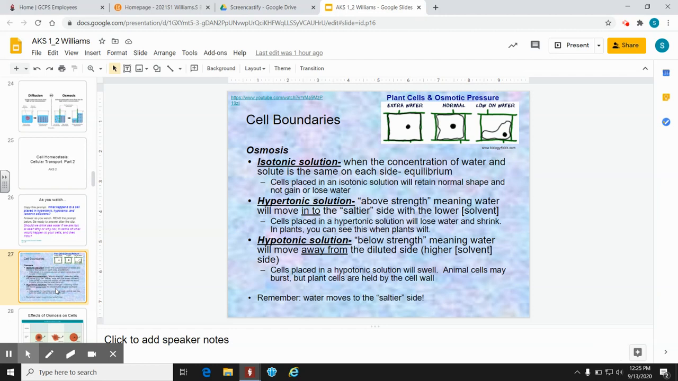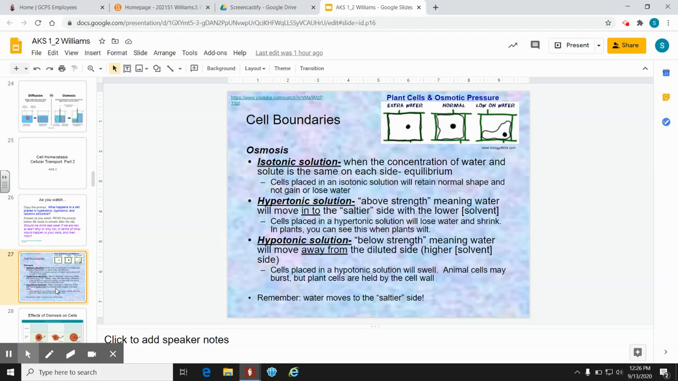So this is going to answer questions 8 through 10 on your piece of paper. The thing that I want you to think about when you have examples of this, look at the bottom of this slide. It says, remember, water moves to the saltier side, and saltier is in parentheses because I don't want you to just think of salt. I kind of want you to think about stuff. It could be sugar. It could be anything, okay? It's not always going to be salt. But you have to think about where there is more solute. Where is there more stuff? And that is the direction that the water is going to move to.